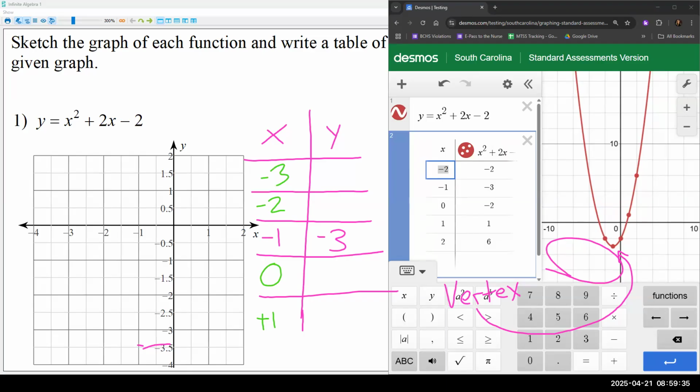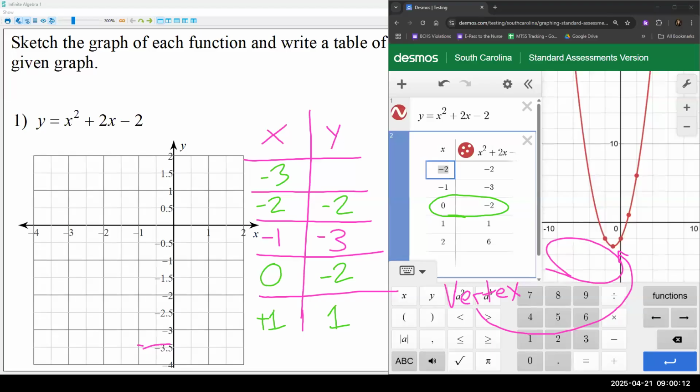What number's beside the 0? -2. So let's write that in right there. So there's my 0, -2. What's the other one? So +1, what's the one beside it? +1. Put a little thing there just to show those are ones, not just random lines. All right. If I go backwards, -2. What number's beside -2? Another -2.